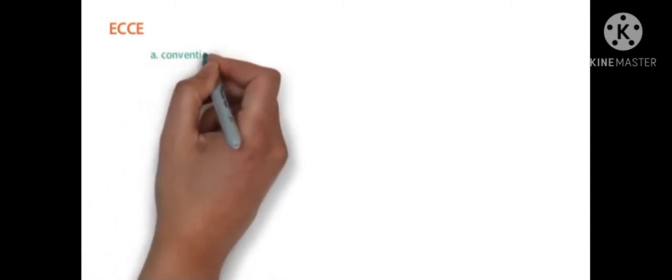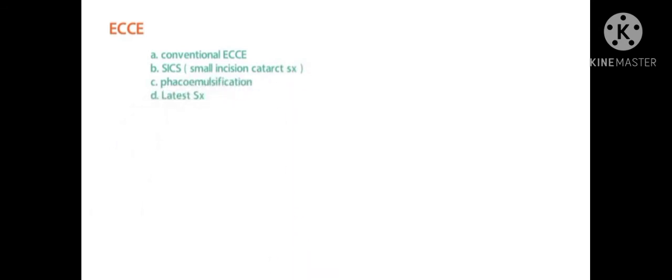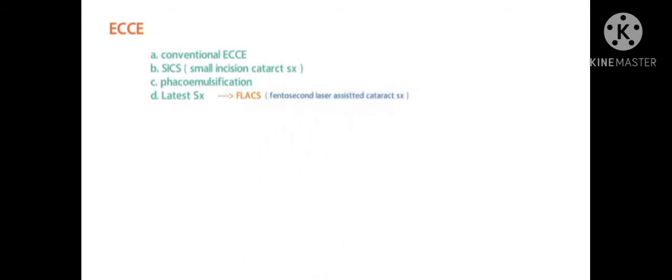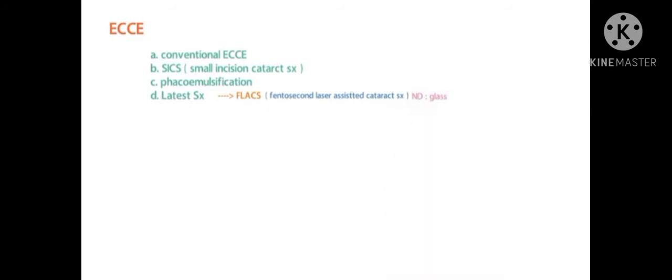So, what are the types of extracapsular cataract extraction? The types are conventional ECCE, SICS, meaning small incision cataract surgery, phacoemulsification, and the latest surgery like FLACS, meaning femtosecond laser assisted cataract surgery, in which we are using the ND glasses. So, right over here, that is ND glasses.